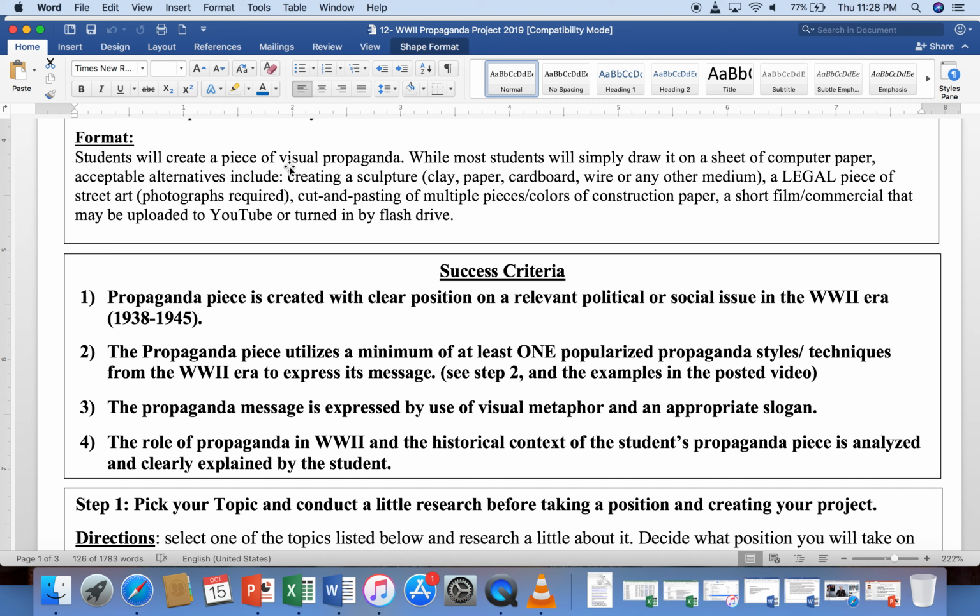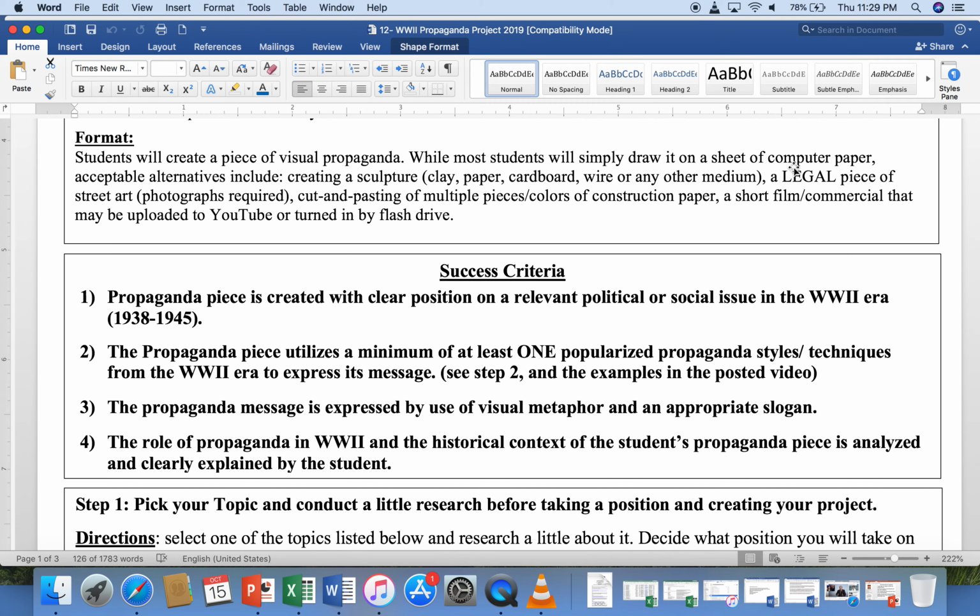You could do something like create a sculpture, right? Propaganda is just visuals. So you could create a sculpture using clay out of paper if you wanted to stack paper, cardboard, wire, or really anything else. But I have had 2 students in 7 years attempt sculptures, and both of them came out very cool. Unfortunately, I don't have pictures of those to show you for the examples, but they're super awesome.